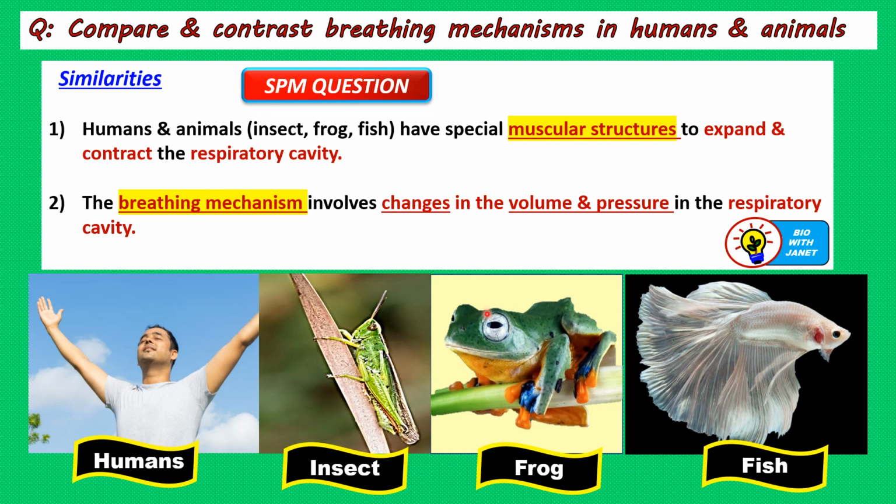Okay, so the breathing mechanism involves changes in the volume and pressure in the respiratory cavity for each of these organisms. All right, so for example, for humans, the breathing mechanism involves changes in the volume and pressure of the thoracic cavity, right? For insects, for fishes, it involves changes in the respiratory cavity, which is the buccal cavity or the mouth cavity.